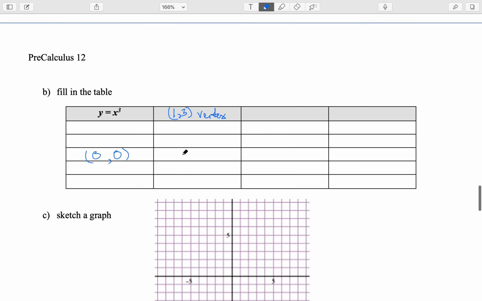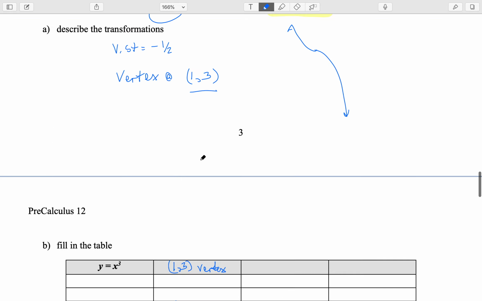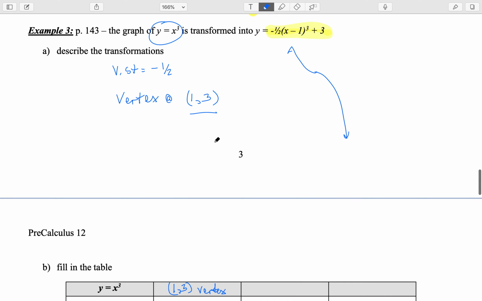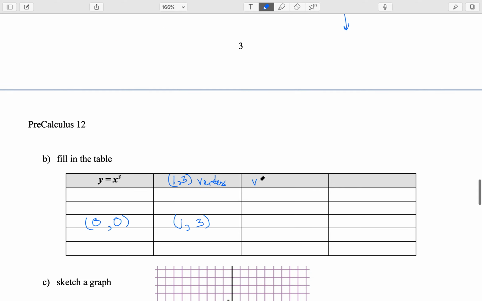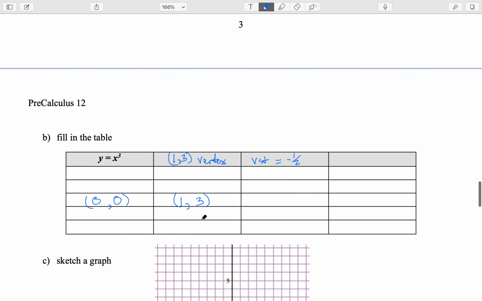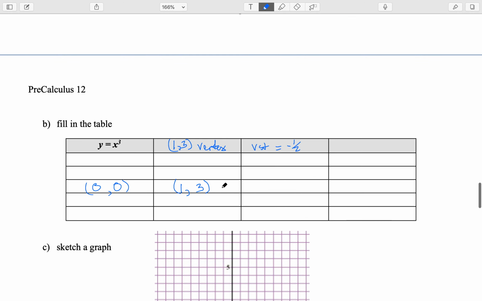I know I'm just adding on 1 to the x and I'm adding on 3 to the y. And then the vertical stretch is negative 1/2. Vertical stretch, negative 1/2. Oh, that's terrible. There we go. I'm stretching the vertical, so not the x value, the y value. Okay, so this is going to be negative 1/2 times 3. So this becomes 1, negative 3 over 2. Done. There's my vertex.